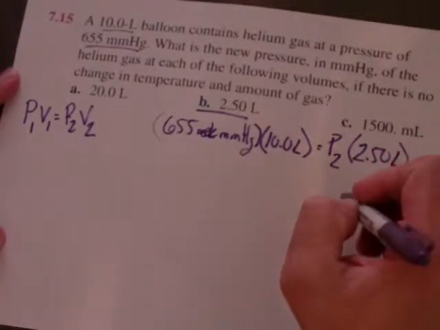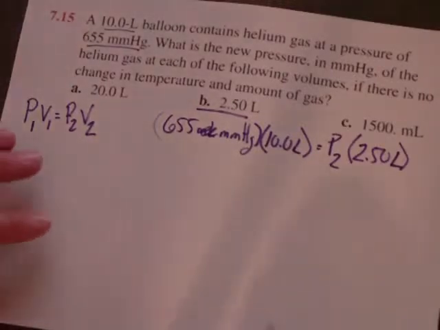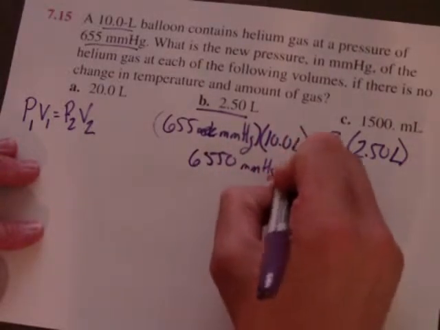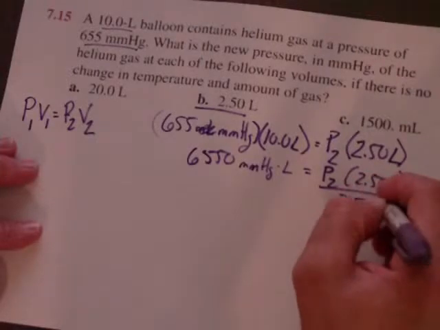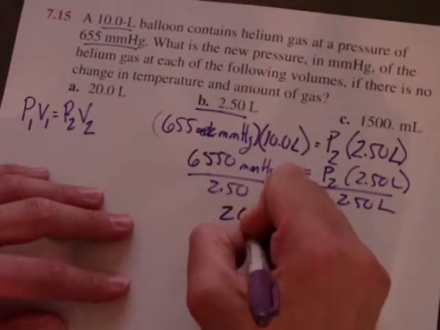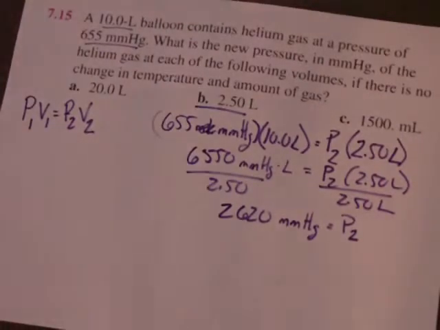What we'll do is multiply 655 times 10, and we get 6,550 millimeters of mercury liters is equal to P2 times 2.50 liters. Divide both sides by 2.50 liters, and we will get 2,620 millimeters of mercury as our new pressure. And so that was part B, and the next one we'll look at is part C.